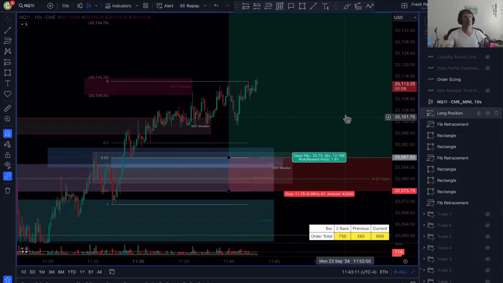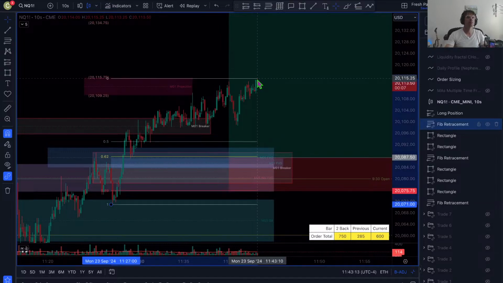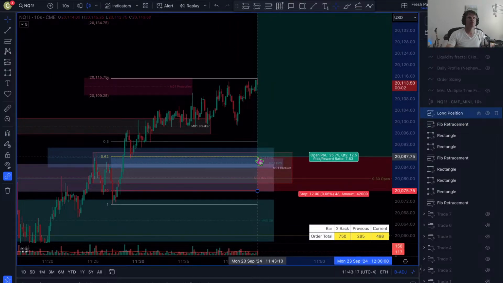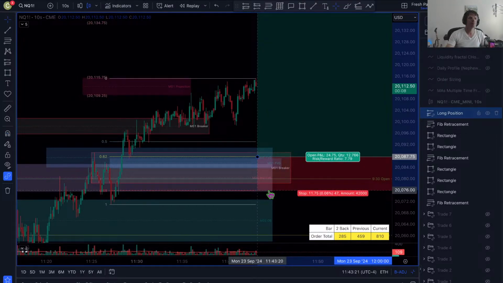Here's the breakout low. Pull this up. 28.75. 25.75.